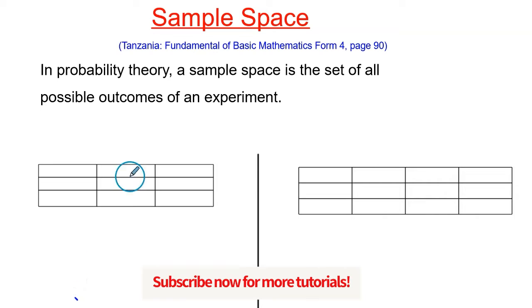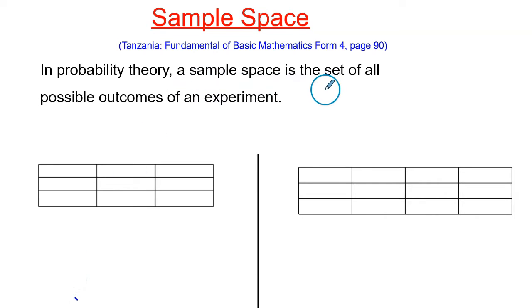Well, a sample space is a set of all possible outcomes of an experiment. And the experiment could be a theoretical one or could be a real life situation. So I'll give you an example. A simple example would be, for example, if you throw two coins.